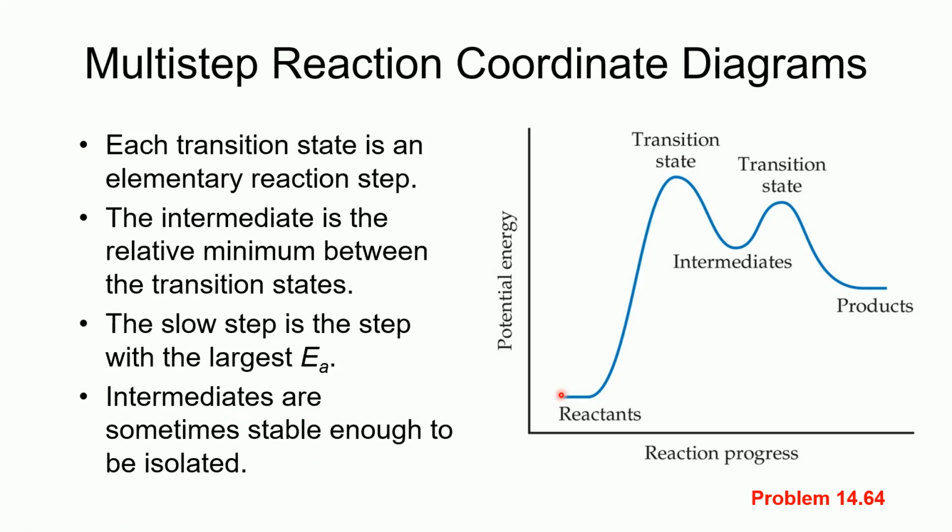Finally, intermediates are sometimes stable. They're sort of semi-stable relative to the transition state. And so those intermediates can be difficult to observe, but it is technically possible if you're clever to isolate an intermediate and actually observe it. All right, we're going to look at number 64, and good news, we are almost done with this chapter.